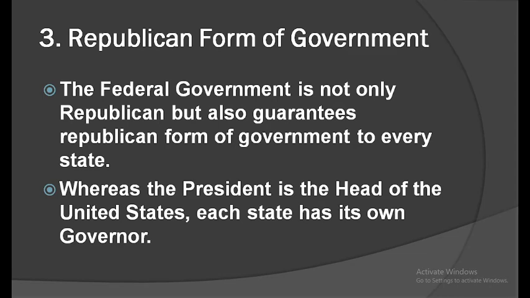The next point is Republican form of government. The federal government is not only a Republican government but also guarantees a Republican form of government to every state. Both the center and the states have a Republican form of government, meaning to say the president at the center and the governors at the states are all elected by the people.